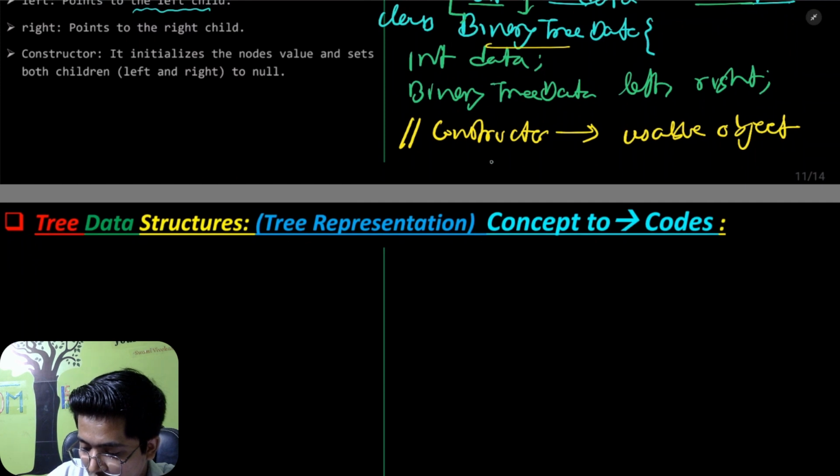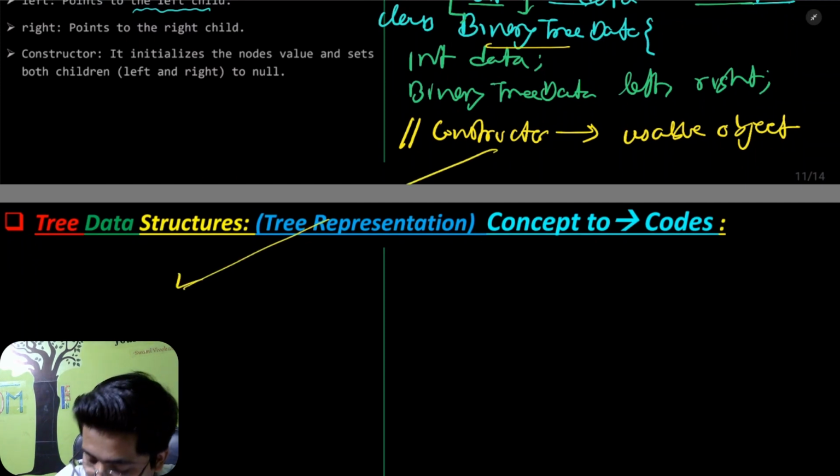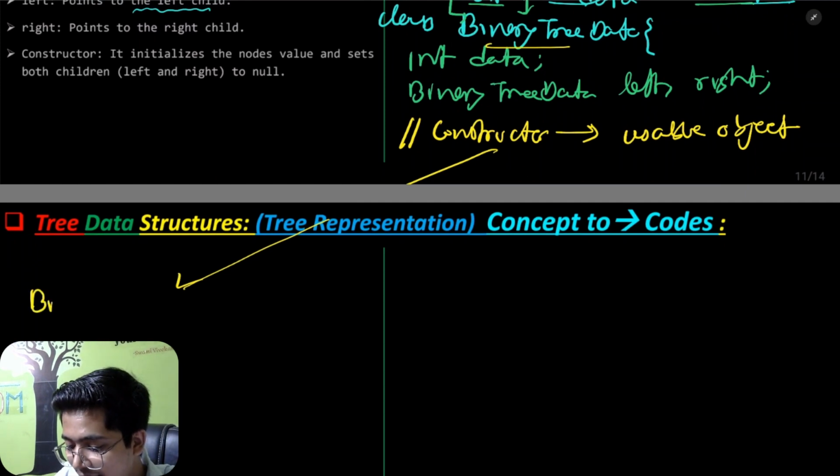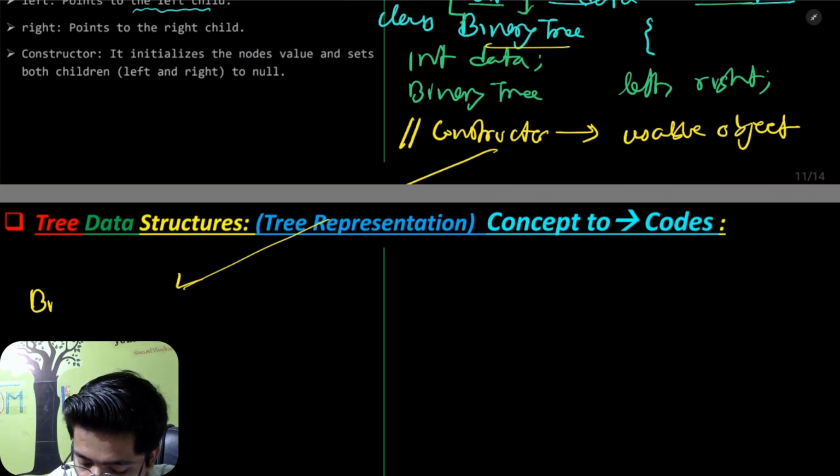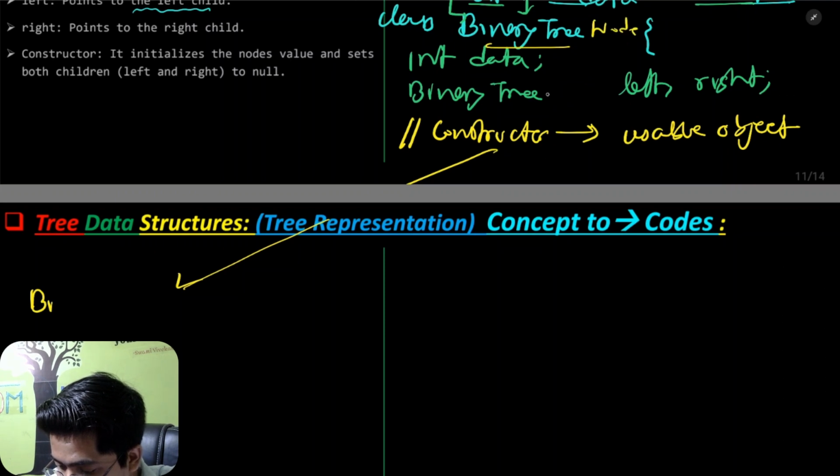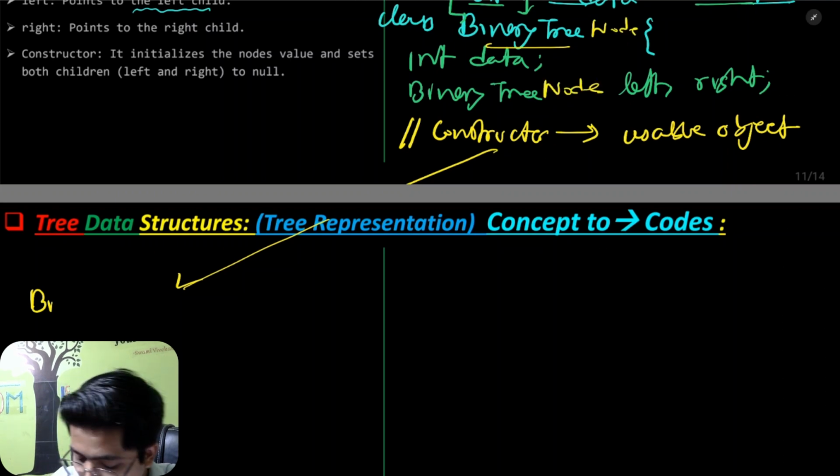Okay, I'm writing this section, binary tree data. Sorry, why is this binary tree data? The name is not quite correct. Let's correct it into binary tree node. Binary tree node.